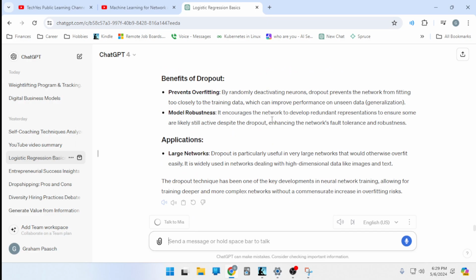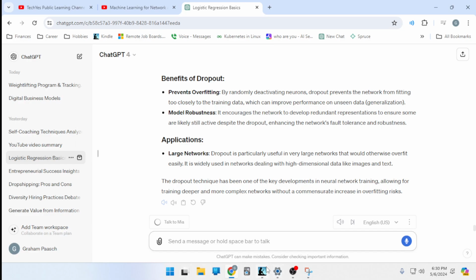Benefits of dropout. Prevents overfitting. By randomly deactivating neurons, dropout prevents the network from fitting too closely to the training data, which can improve performance on unseen data. Generalization. Model robustness. It encourages the network to develop redundant representations to ensure some are likely still active despite the dropout, enhancing the network's fault tolerance and robustness. Applications. Large networks. Dropout is particularly useful in very large networks that would otherwise overfit easily. It is widely used in networks dealing with high-dimensional data like images and text. The dropout technique has been one of the key developments in neural network training, allowing for training deeper and more complex networks without a commensurate increase in overfitting risks.